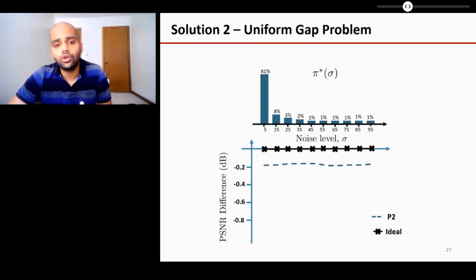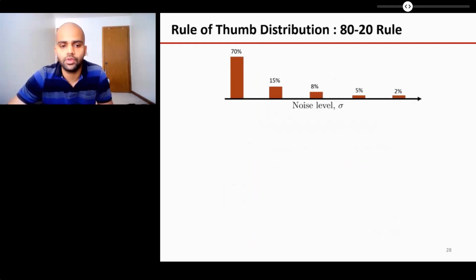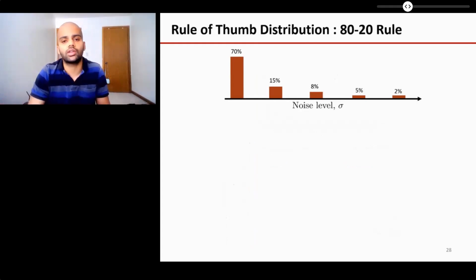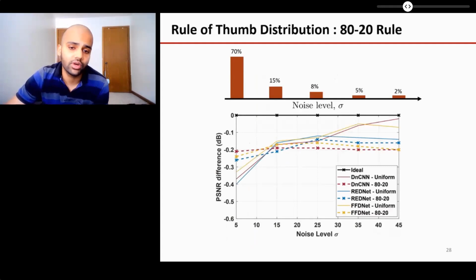Now, I want to note here that you can run our algorithm on any neural network which you want. But if you don't want to run it, we propose a rule of thumb distribution which we call the 80-20 rule. We call this distribution the 80-20 rule because most of the sample distribution is at the lowest noise level, and the rest is coming from all other noise levels. With this distribution, we trained 3 networks, and you can see that the performance is fairly uniform across all the noise levels.